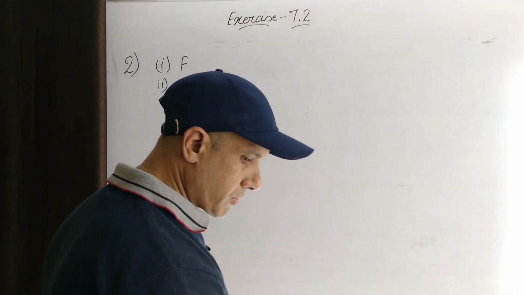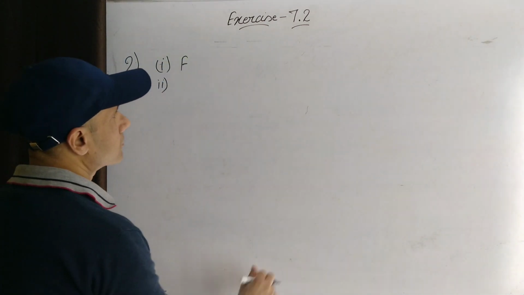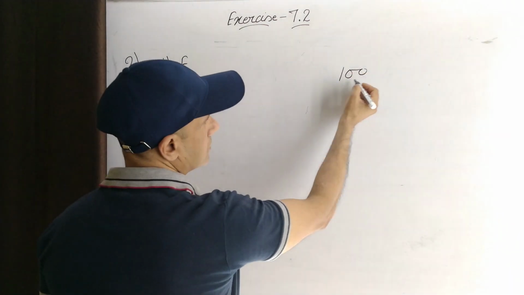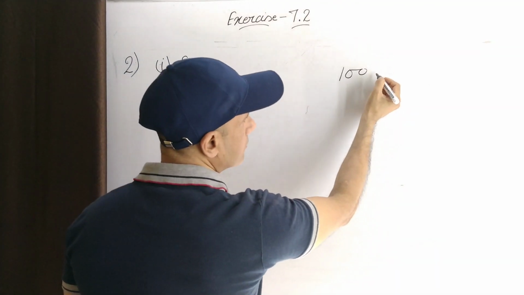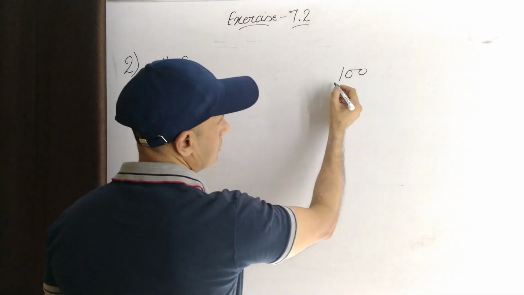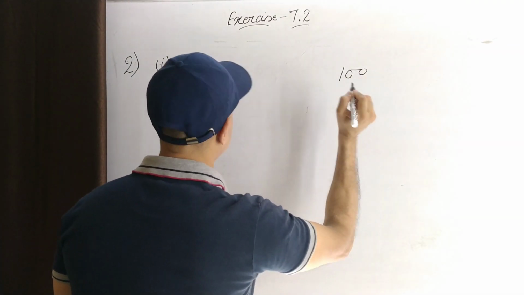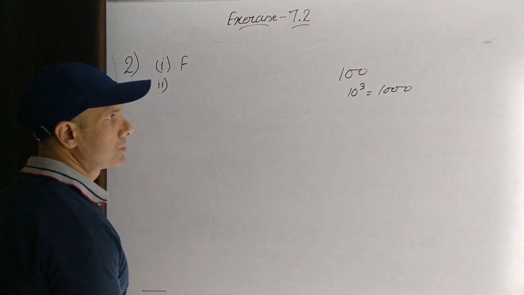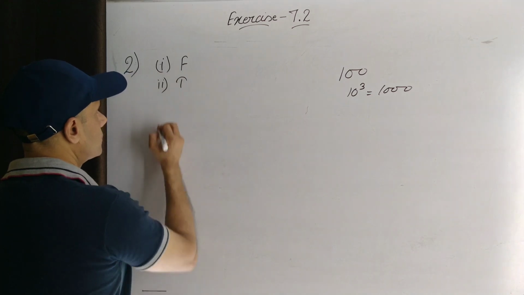A perfect cube does not end with 2 zeros. Number ending with 2 zeros, let's take 100. This is not a perfect cube. The minimum number of zeros we require is 3, because cube of 10 is equal to 1000, 3 zeros. So this statement is true.